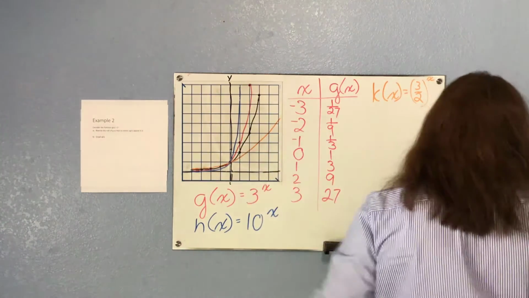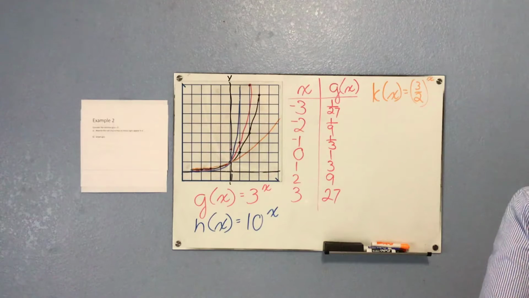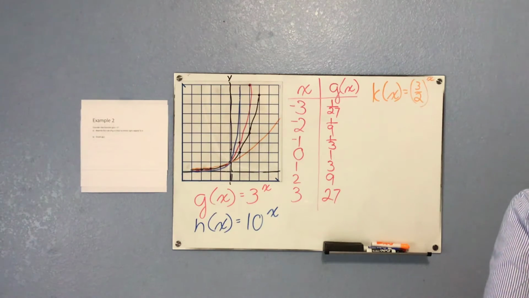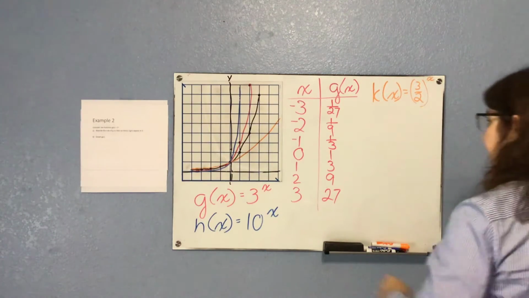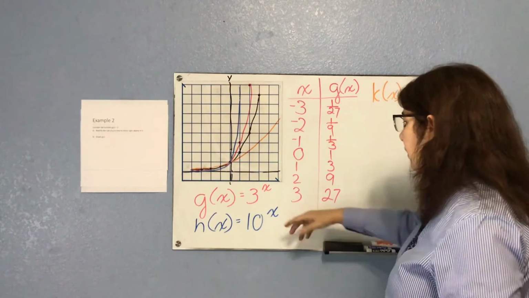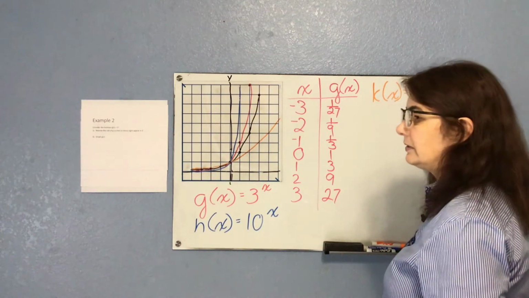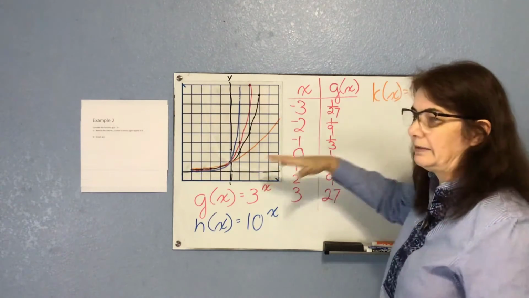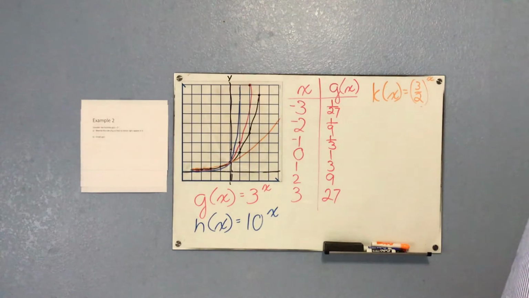And all these graphs have some properties in common. All the graphs are above the x-axis. The y-intercept is 1. The graph climbs steeply to the right. The negative x-axis here is a horizontal asymptote. All the powers of 3, all the powers of 10, all the powers of 3 over 2, they're all positive numbers, so it will never fall below that x-axis. It's an asymptote. And the larger the base, the more steeply the graph rises.